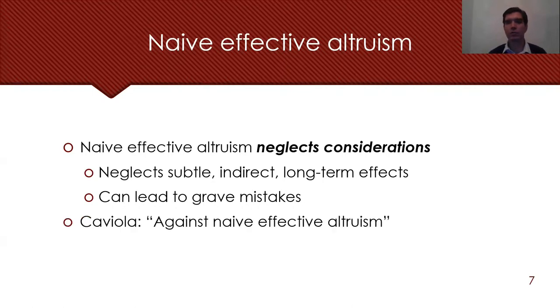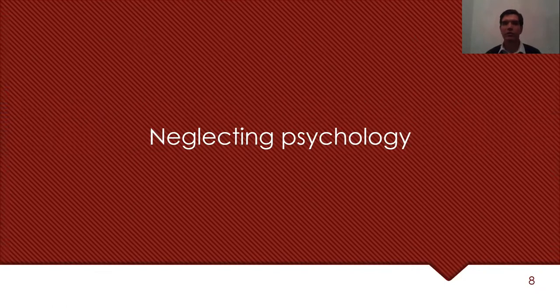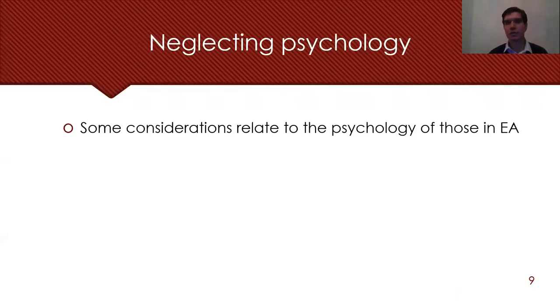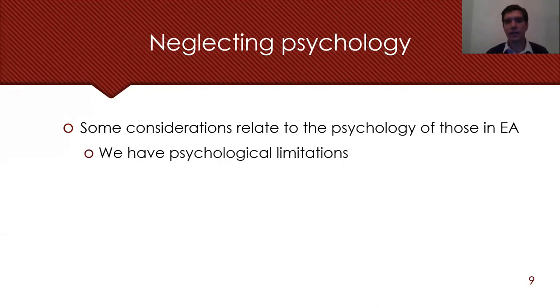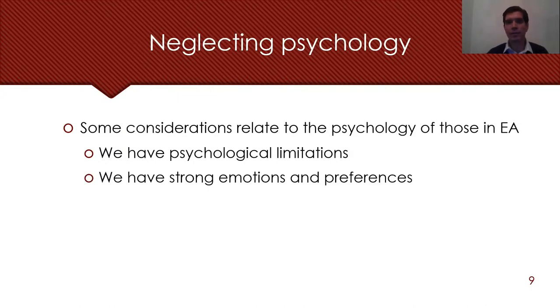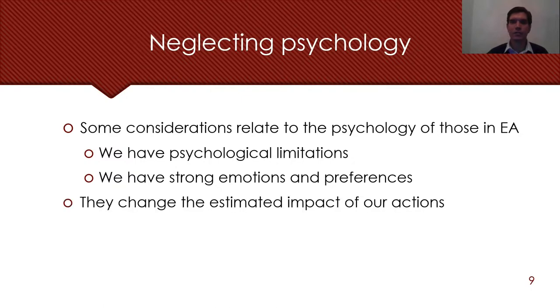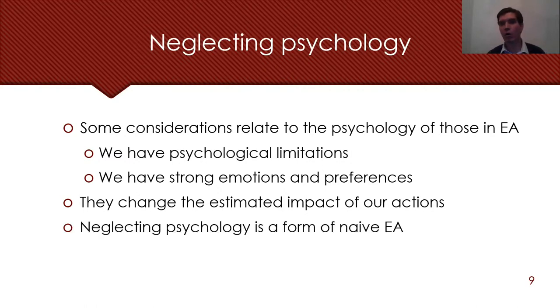So Lucius Caviola has talked about this concept of naive effective altruism in a talk that you can find online. So with that background, let's turn to the main topic of today's talk, namely neglecting psychology. So some considerations that are important when we're assessing the impact of various actions relate to the psychology of ourselves and others in EA and also people outside of EA. So we have psychological limitations, like I already said, like we can't work all the time, and we have strong emotions and preferences. And these considerations change the estimated impact of our actions. So neglecting them is a form of naive effective altruism. It's not identical to naive effective altruism, but it's a kind of naive effective altruism.